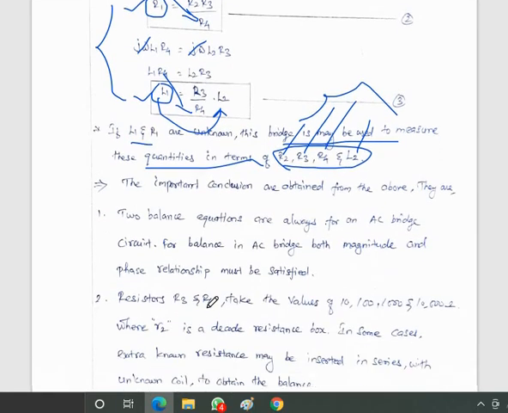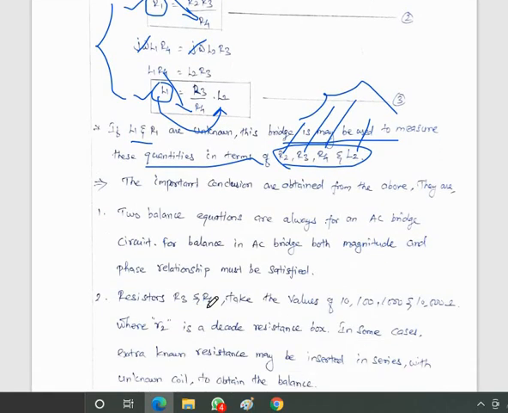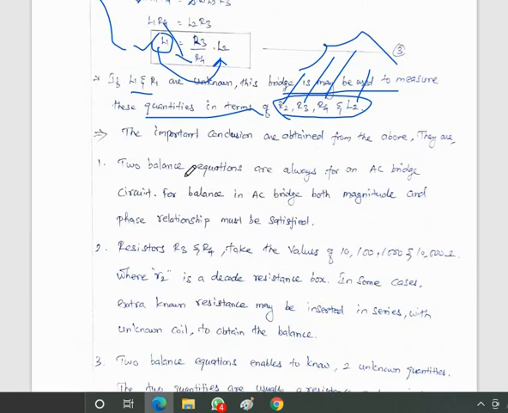And some important points, or important conclusions, from the Maxwell inductance bridge. Here, when the circuit is balanced, there are two balance equations for an AC bridge circuit. In a balanced AC bridge, both the magnitude and the phase relationship must be satisfied. In an AC circuit, the balanced condition means the magnitude of voltage on both arms should be equal, as well as the phase relation. Only when the magnitude and phase are the same is the circuit balanced, otherwise the circuit will not be balanced.